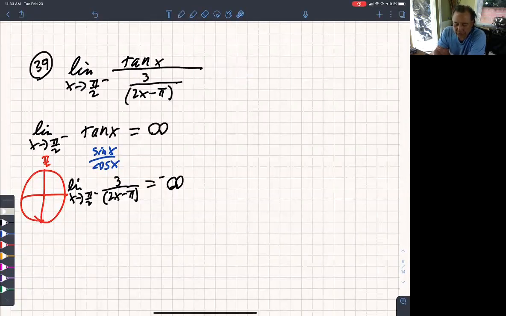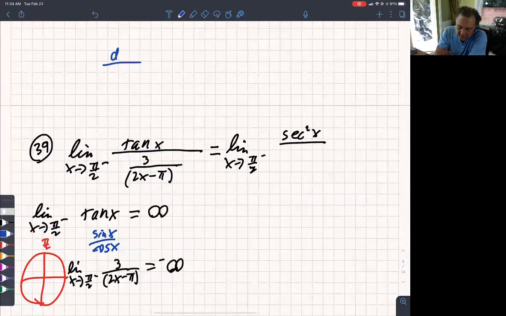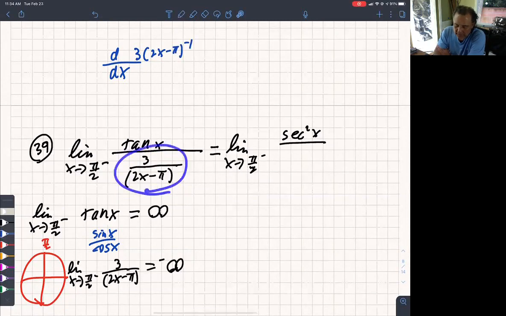L'Hopital's says, if the top and bottom are both approaching positive or negative infinity, then by L'Hopital's, you can take the derivative of the top and the bottom. And that limit will be the same as the original. The derivative of tangent is secant squared. Now the derivative of the bottom, let's do some side work for that. The derivative with respect to x, but I'm going to rewrite that as 2x minus pi to the negative 1 power. So I rewrote this. I moved that to the top and gave it a negative power.